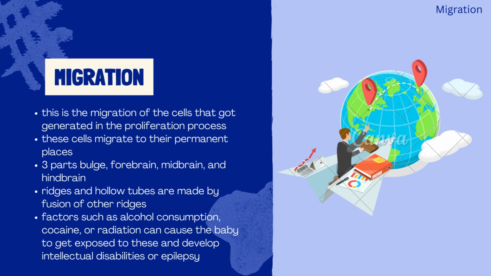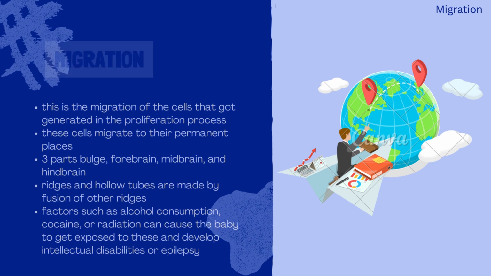Next is migration. This is the migration of cells that got generated in the proliferation process, and these cells migrate to their permanent places. There are three parts that bulge out during this step: forebrain, midbrain, and hindbrain. Ridges and hollow tubes are made by fusion of other ridges, and factors such as alcohol consumption, cocaine, and radiation can cause the baby inside to get exposed to these and develop intellectual disabilities or epilepsy.